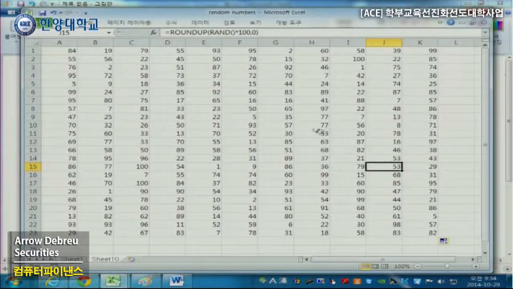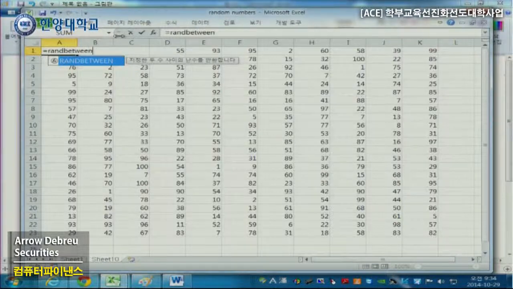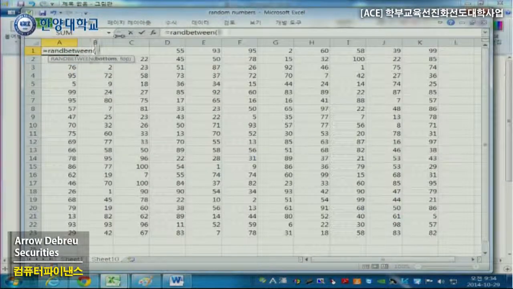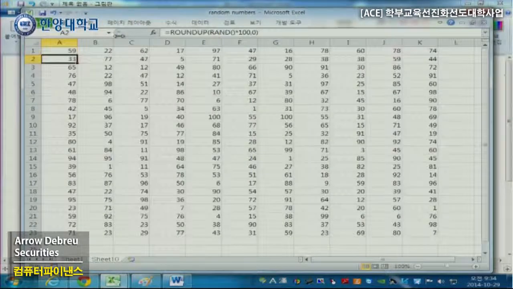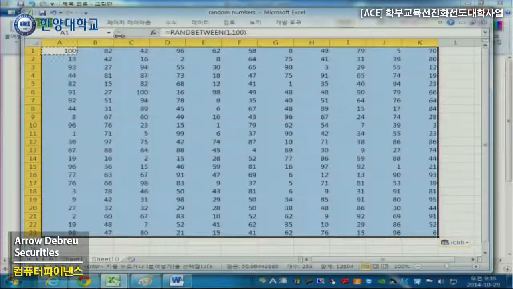In Excel, actually, this is one method. But in Excel, there is another function called RANDBETWEEN. That's even simpler. So RANDBETWEEN, 1 to 100, generates a random natural number between 1 and 100. So in Excel, RANDBETWEEN does this work. Basically it is the same as rounding up a random number between 0 to 100. So it does exactly the same.